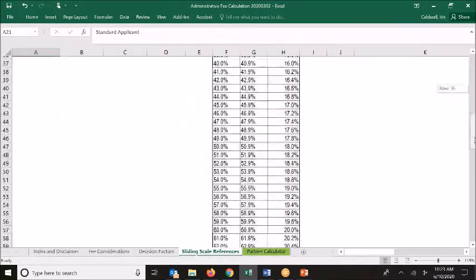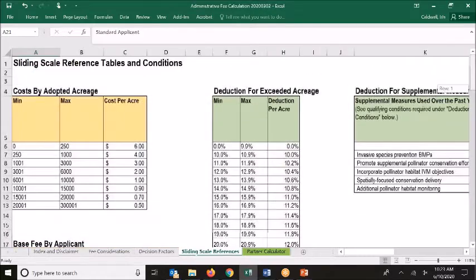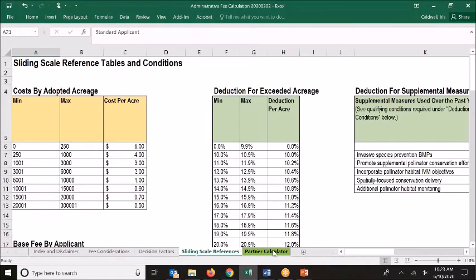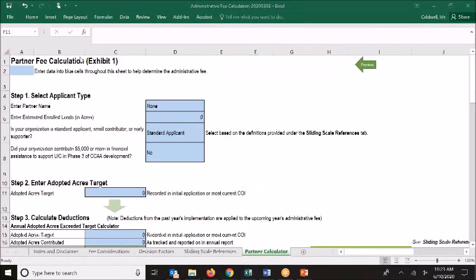And again, here you can see just the ongoing reference tables for the calculator itself. So then we get to the actual calculator tab here, Partner Calculator. This is where you're going to be inputting the information to calculate your fee. And specifically, you're going to be inputting data into the blue cells.